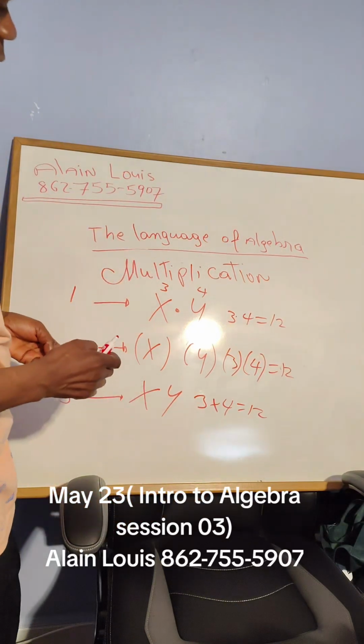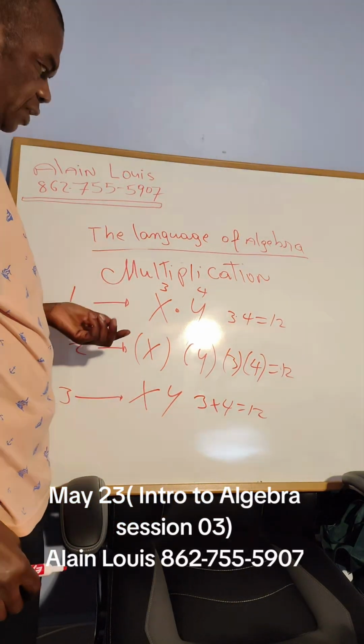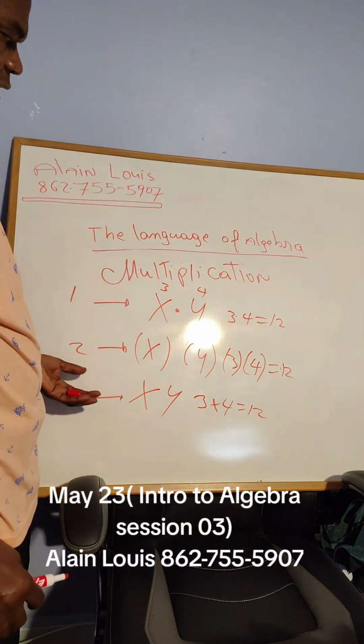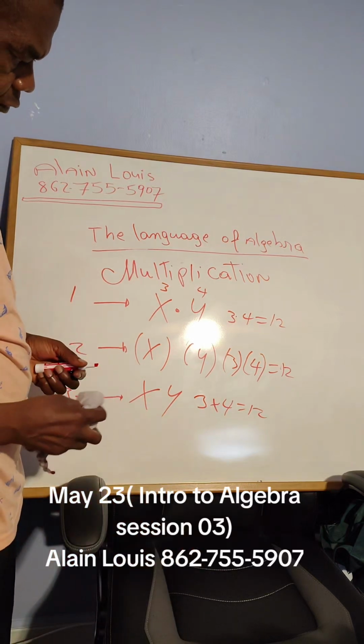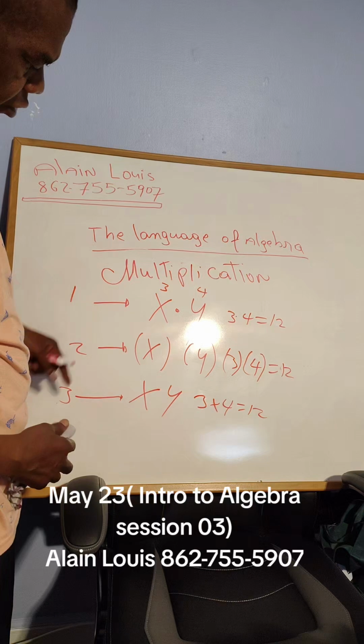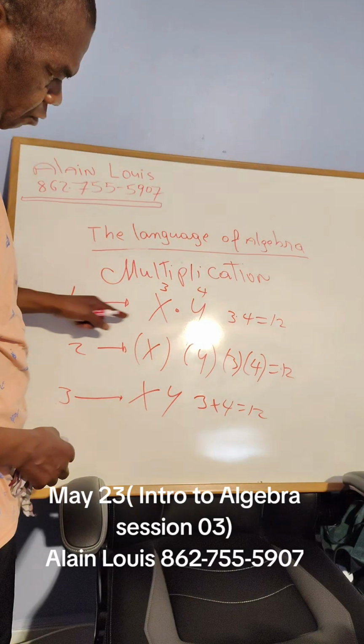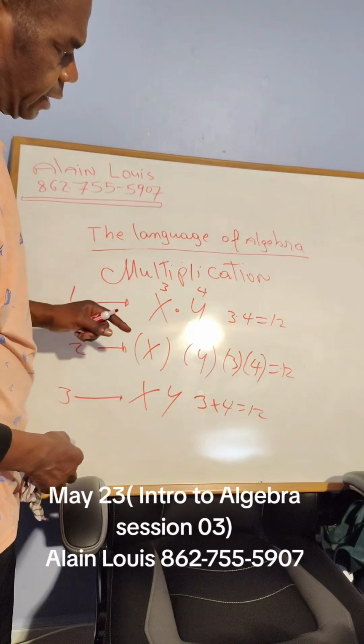Alright, folks? That's how it is for the language of multiplication. Under the language of algebra, that's how multiplication goes. Alright, folks? So very easy. So those numbers I put here don't mean anything, just to say number 1, number 2, number 3. That's how it is, folks.